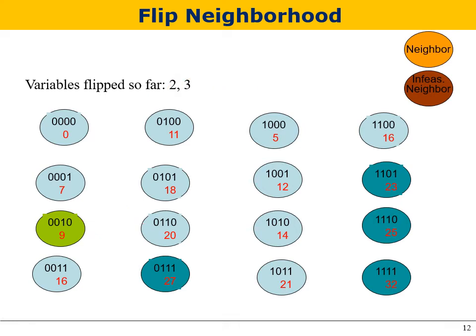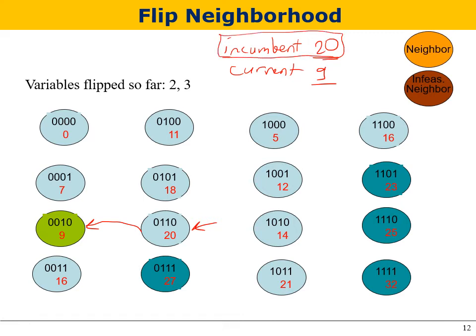And what is the incumbent solution until now? Incumbent, the best integer solution that we realized until now, is 20. We encountered this solution here. The current solution is 9. When we moved from here to here, the objective function value worsened, but the incumbent is still 20. It never worsens. The incumbent solution either improves to a better one, or it stays the same.